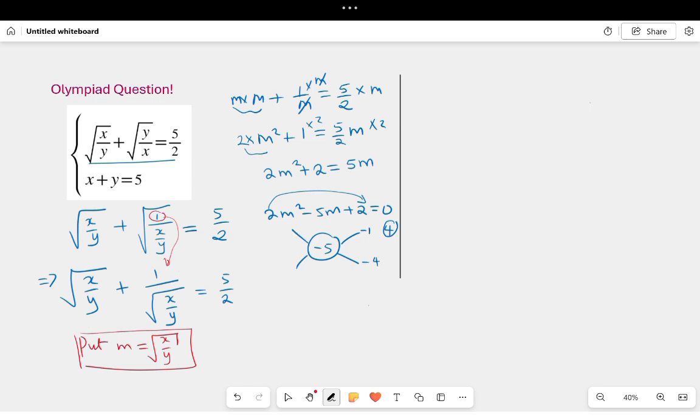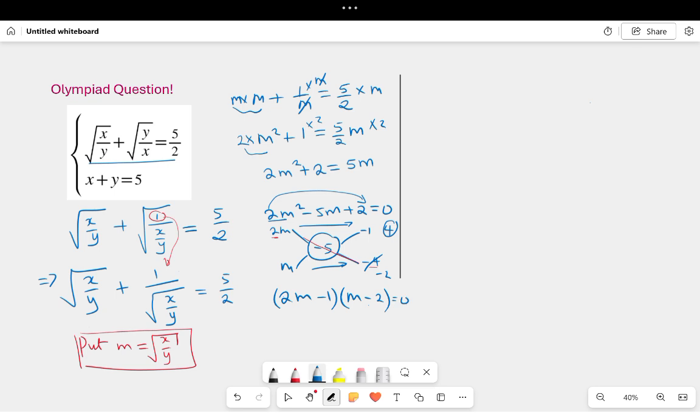And then 2m squared can be split into 2m and m. Now, considering the diagonal connection like that, these two can divide negative 4 to give negative 2 times. So 2 divided by negative 4, you get negative 2. Now, look at the horizontal relationship. So our factors are going to be 2m minus 1 and m minus 2. Those are our two factors equal to 0.